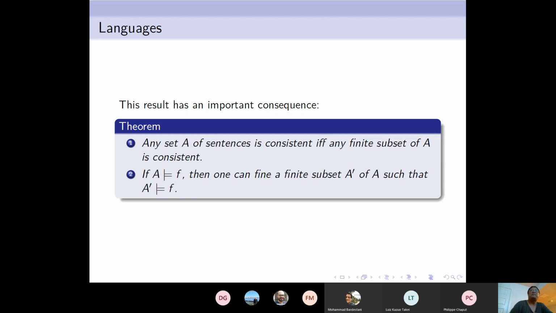And if from the set of sentences A we can prove F, then we can always find a finite subset A prime such that from A prime we can prove F. So that means we don't need infinitely many facts to prove another fact. We always need finitely many facts to prove another fact, because of this compactness.